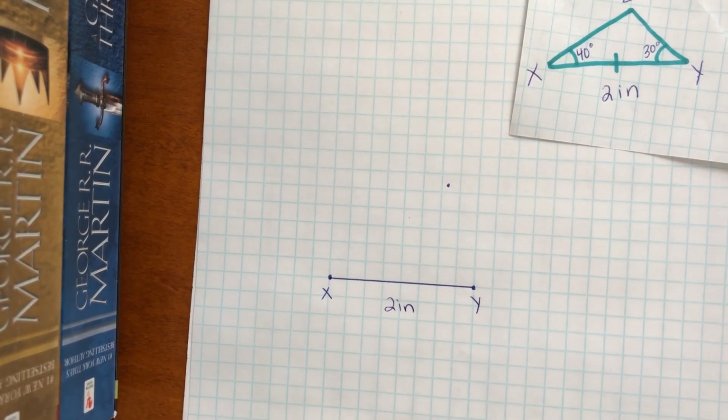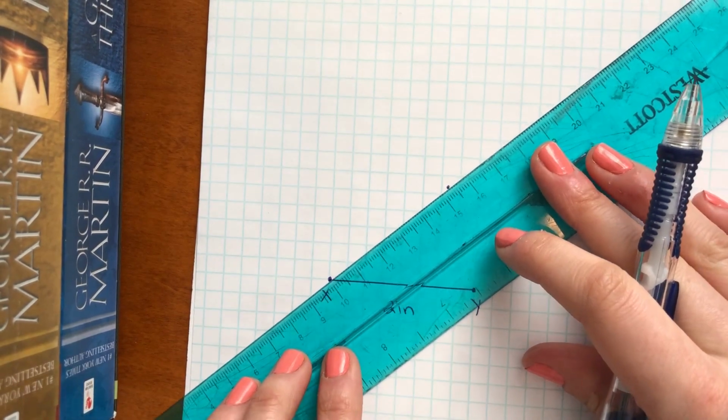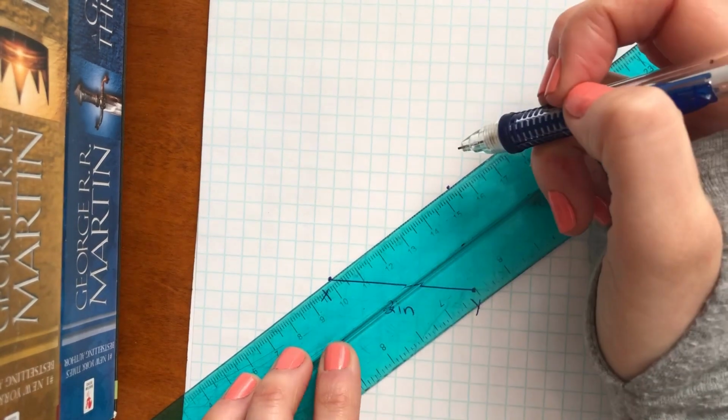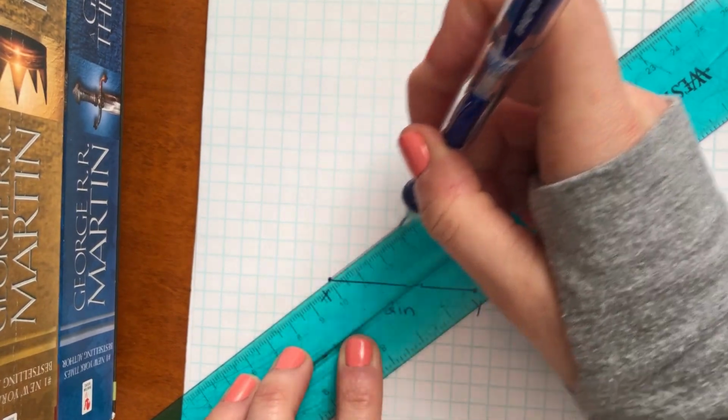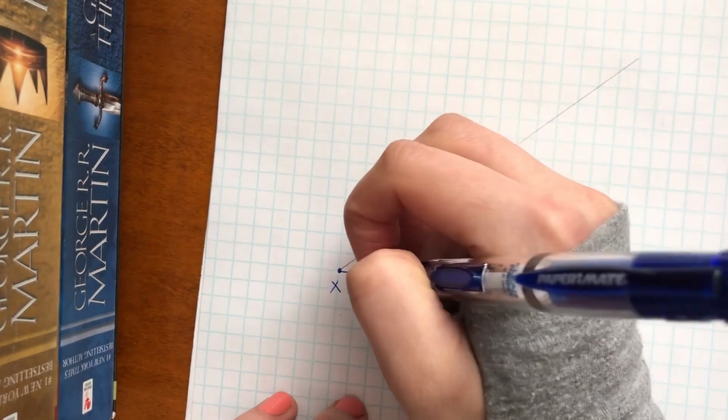I found a pencil, it's not very sharp, but I want my line to be really kind of light because I don't know exactly where along this ray will intersect. But I know that that right there is 40 degrees.